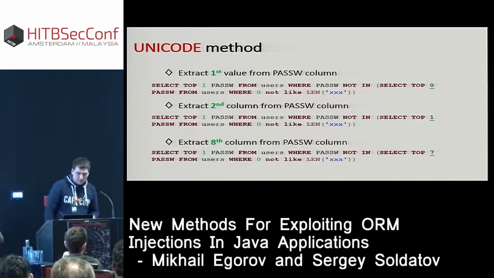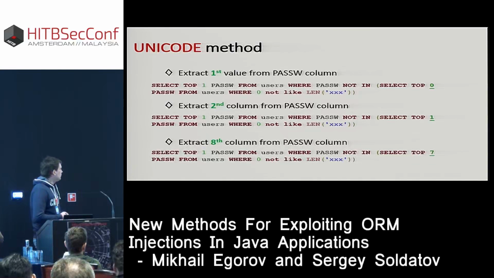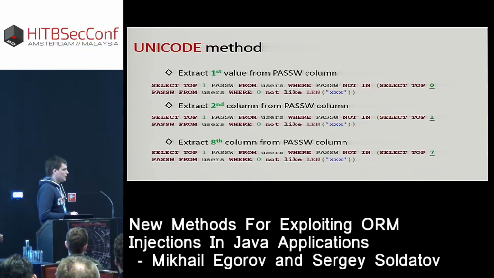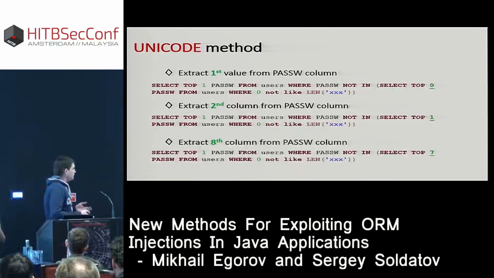To extract something from a database using the Unicode method, we use queries that are similar to these queries. So here we extract the first 8 rows of the column passw from the table users. And these queries have a special form because we must convince Hibernate that we are performing a function call. Inside this function call, we perform a nested function call with some arguments. That is why we cannot use equal or not equal operators. We use LIKE and NOT LIKE instead.